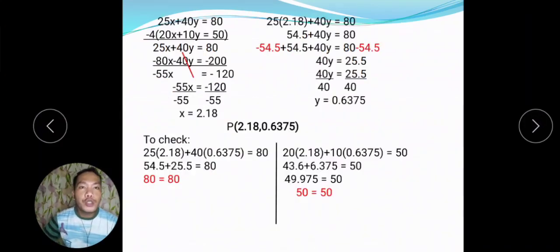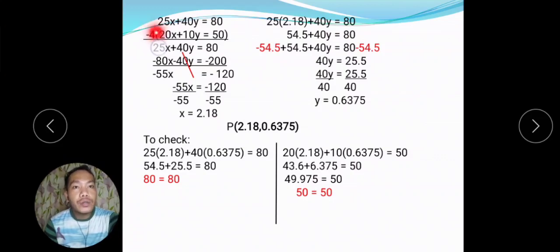So how to find the value of the intersection? In this case, we will use elimination by addition. We will use our original constraints, disregarding the inequality. Here we have our first constraint, 25x plus 40y equals 80, and our second constraint, 20x plus 10y equals 50.